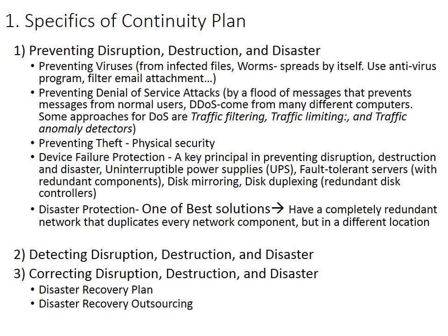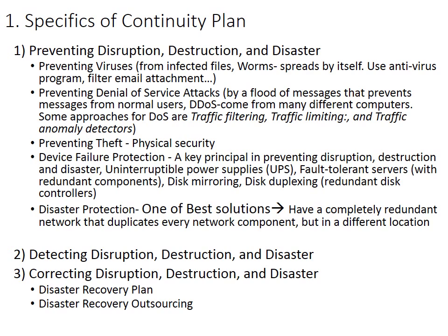Security plan must include an evaluation of ways to prevent equipment theft. Physical security is a key component for theft. Device failure protection is a key principle in preventing disruption, destruction, and disaster. Examples are uninterruptible power supplies, UPS, fault-tolerant servers with redundant components, disk mirroring, disk duplexing, and redundant disk controllers.